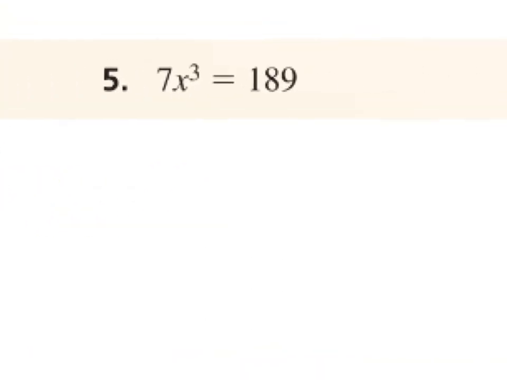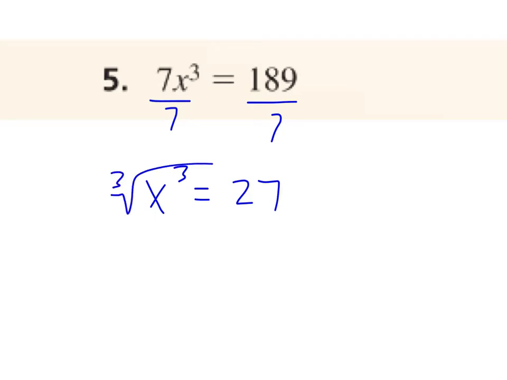All right, number 5. What do we do first? Divide both sides by 7. So x cubed is equal to, what's 189 divided by 7? 27. What's next? Take the cubed root, cancel that out. So x is equal to the cubed root of 27.